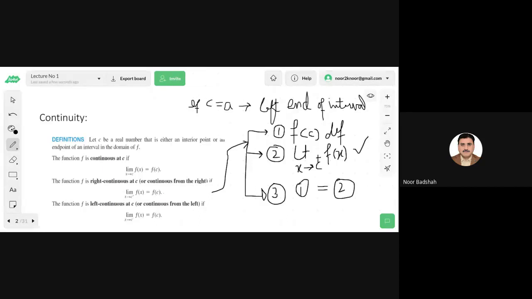Right? We check right hand end of the interval now.